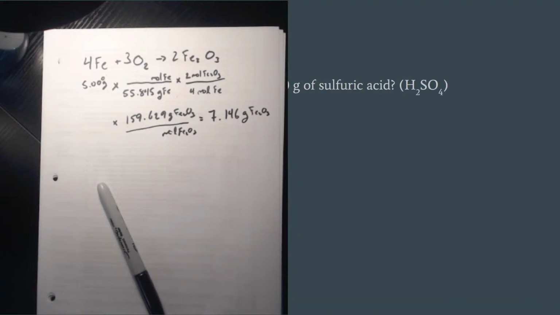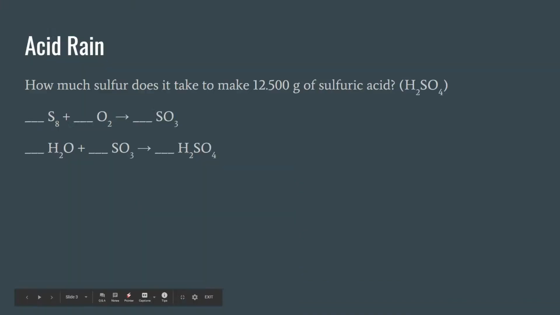All right, next up. Acid rain. How much sulfur does it take to make 12.5 grams of sulfuric acid? Acid rain is actually because of trace amounts of sulfur in coal. So it's a little bit more complex than this, but you burn the coal, the sulfur will react with oxygen to make sulfur trioxide. And then the sulfur trioxide will combine with water to make sulfuric acid, and that's what causes acid rain.